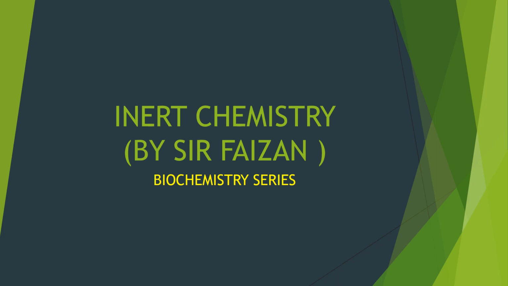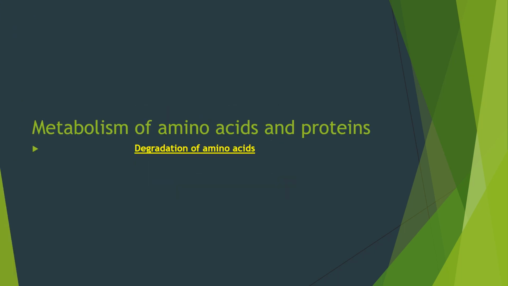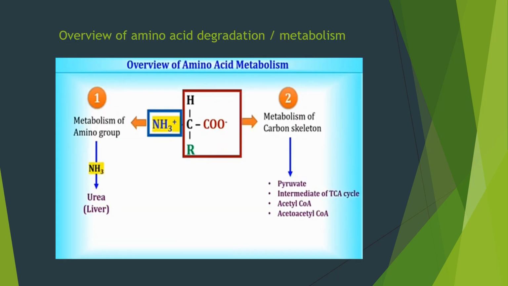In today's video lecture, we will discuss the degradation of amino acids. Let's first see the overview of amino acid metabolism. As you see, an amino acid consists of two parts, the amino group and the carbon skeleton. First of all, this amino group is removed from the amino acids.